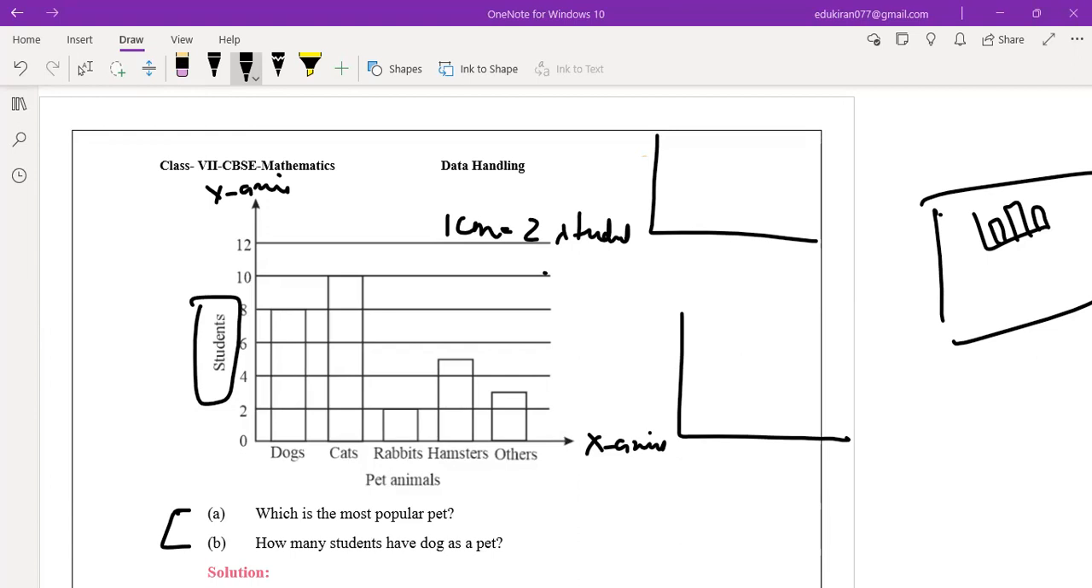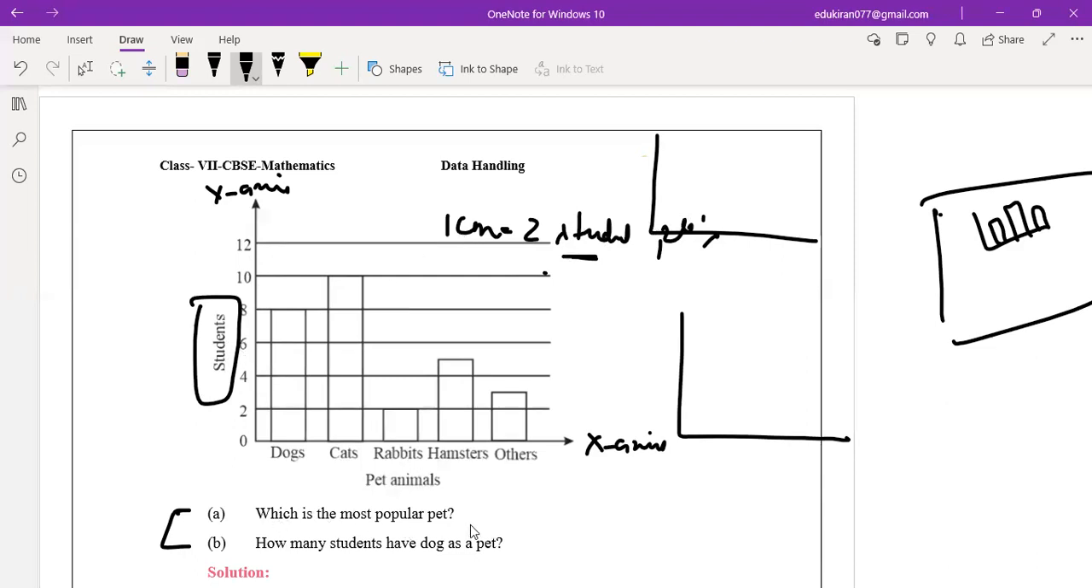Ma'am, the unit, it's 1 centimeter equals to 2 students or animals. No, the unit is students only. They have mentioned students here. Ma'am, I wrote 1 unit equals 2 pets. Yeah, no problem. Two what? Pets. No, this is the students they have, so you can mention students' pets. Okay.